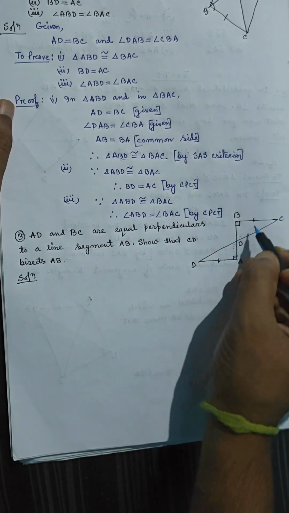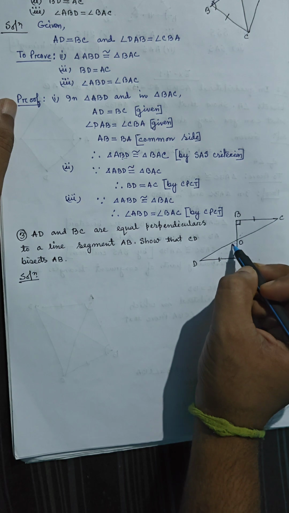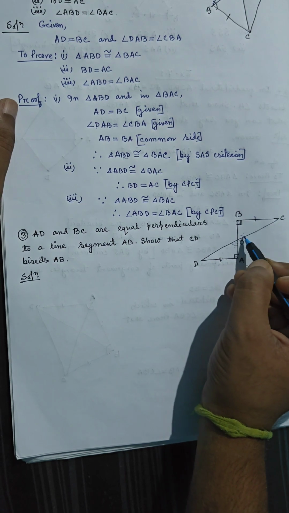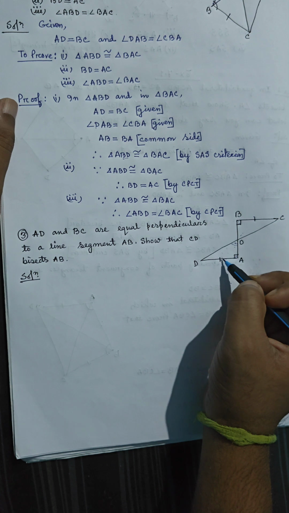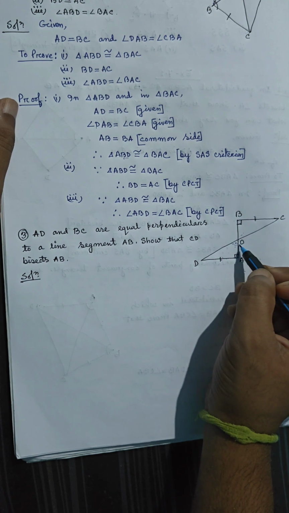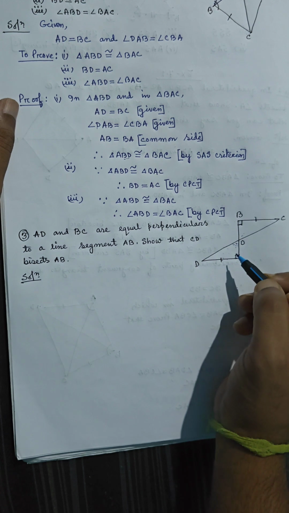How will you say these two triangles congruent? See, this side is equal to this side, this angle is equal to this angle, and this is the vertically opposite angle. So these two angles and one side, okay, this side is not between two angles, so we'll apply AAS criterion here. So let's start.